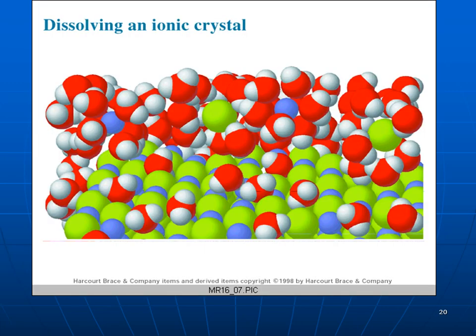So here's an example of a dissolving ionic crystal. The red and white molecules, those are water. The green and blue is representing some sort of an ionic crystal. So what we see here are the water molecules getting in between and kind of pulling apart and separating out, interfering with the ionic interaction between the particles of the compound to pull them apart.